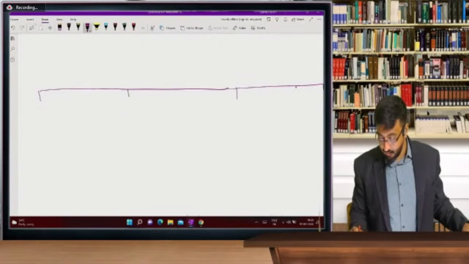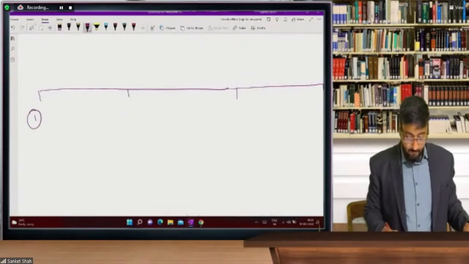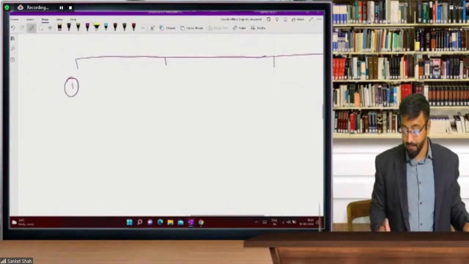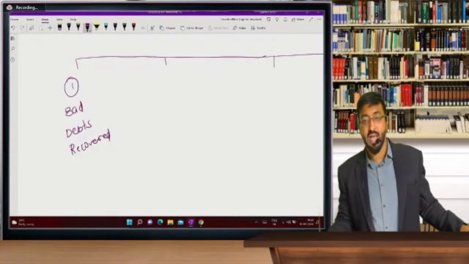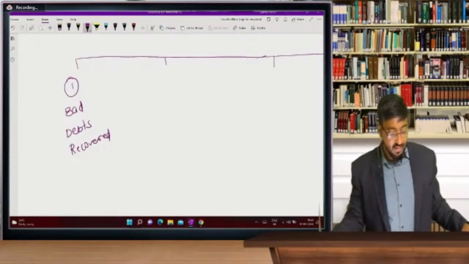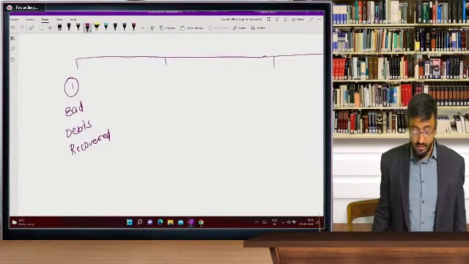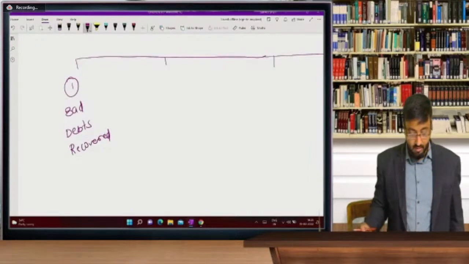First question. Today's first question, beta. Bad debts recovered. I want entry for bad debts recovered. Yes. What is the entry? Who is answering very fast? Bad debts recovered.